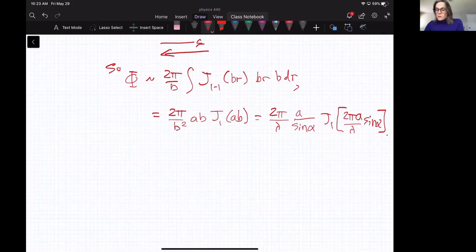But what we really, so that's the amplitude. We don't measure the amplitude, right? We measure the intensity. And how's the intensity related to the amplitude for a wave, an electromagnetic wave?